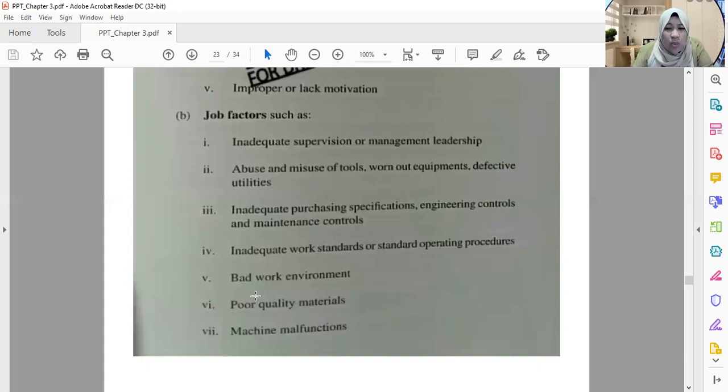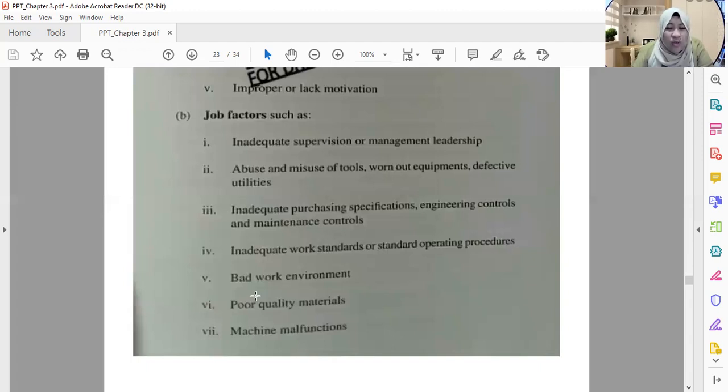And then inadequate purchasing specification, where a certain spec is not equivalent to what you need, not according to the demand. And then there are engineering controls and maintenance controls. And also inadequate work standard or standard operating procedure. When we talk about this, we have to know, because this word keeps familiarizing to us, SOP. So this is standard operating procedure, whether the work standard that we do is according to the standard or not.